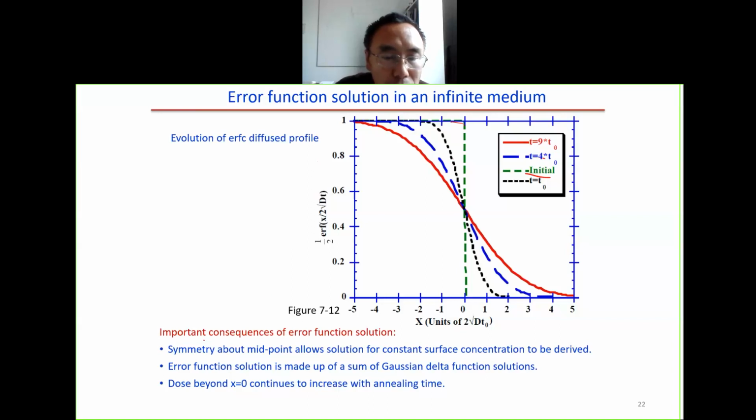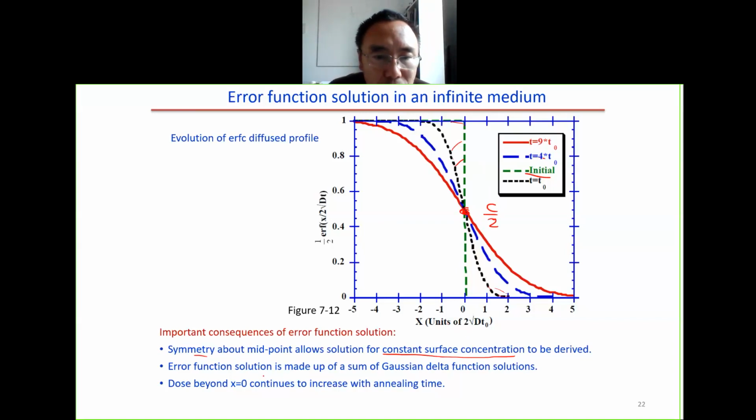So we have some important consequences from the error function. First, we have the symmetry about the midpoint. You can see this is the midpoint. So the top part of this curve is symmetric to the bottom part of this curve. And also, we have the constant surface concentration. The surface concentration here is constant at C over 2.